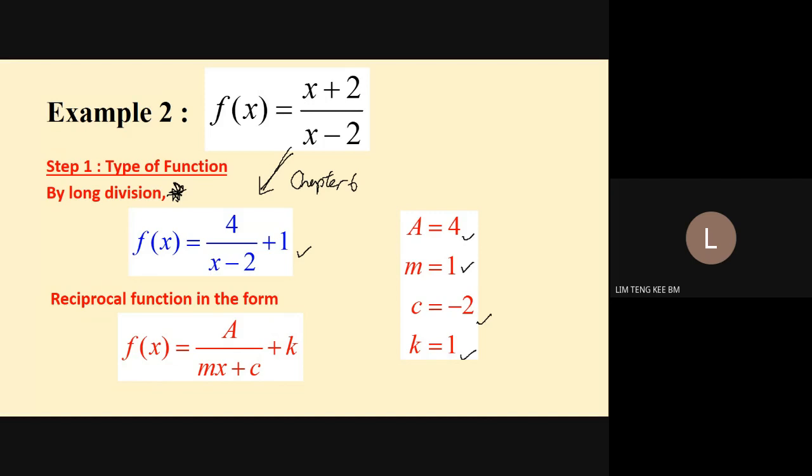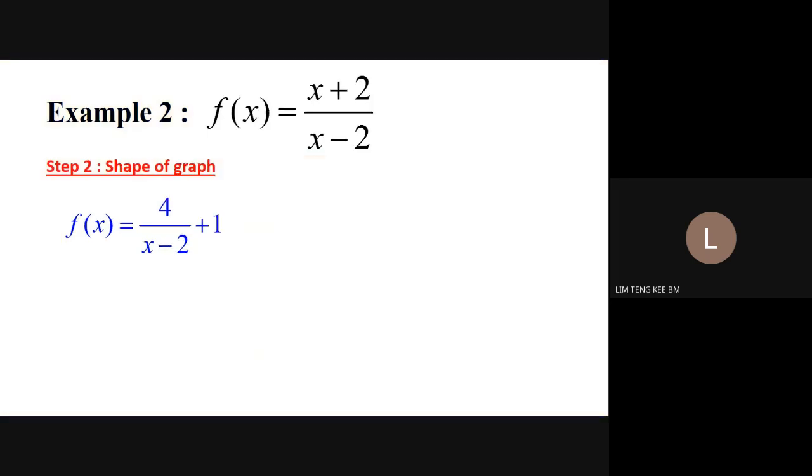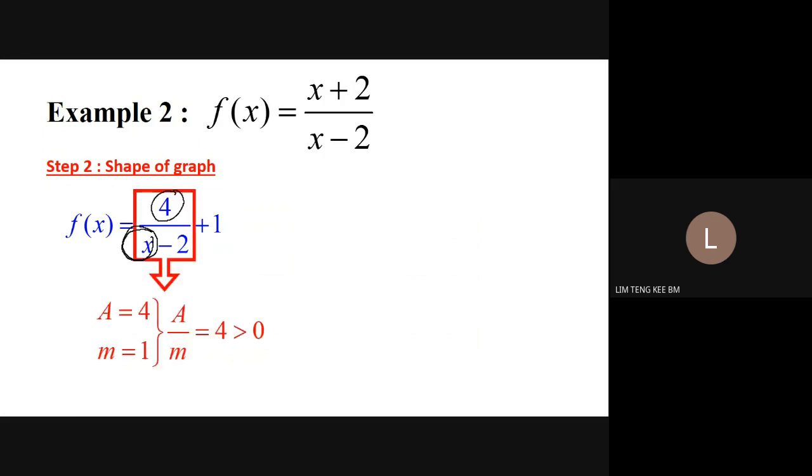Then we proceed further. We would like to determine the shape. In this case, we make use of the value of a and the value of m, which is the coefficient of x. When I divide a by m, I find the answer equals 4. Therefore, I have the case of greater than 0, and the shape of the graph will be this situation.